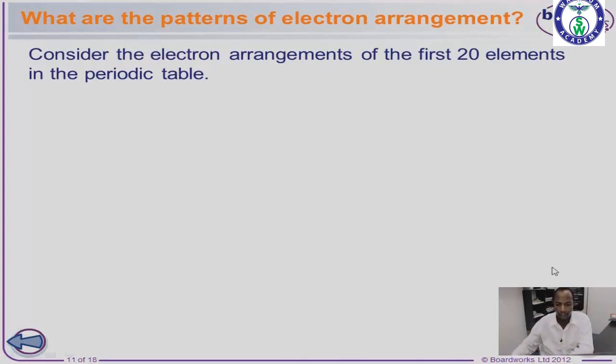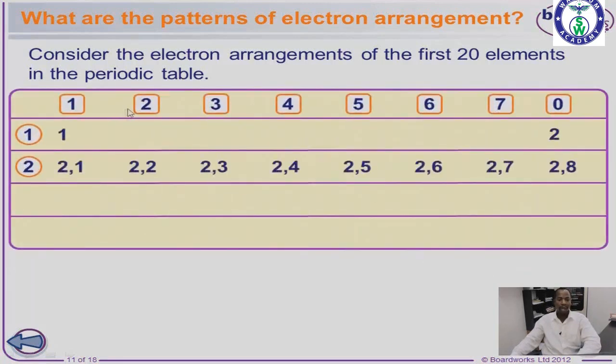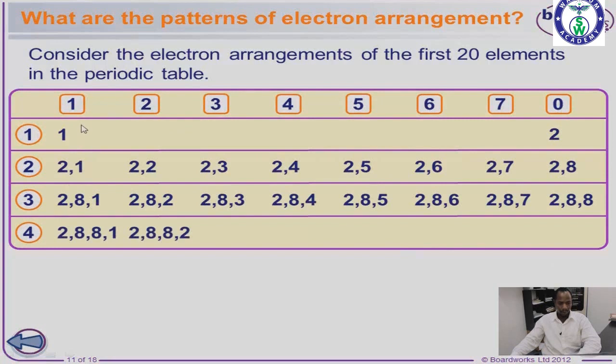Now, let's consider the electron arrangement in the first 20 elements in the periodic table. These are the groups: Group 1, Group 2, Group 3, Group 4, Group 5, Group 6, Group 7, Group 8. This is period 1, period 2. In period 2, when it gets to 8, any electron beyond 8 goes to the third period. It becomes 2, 8, 1. So it starts from 2, 2, 1.